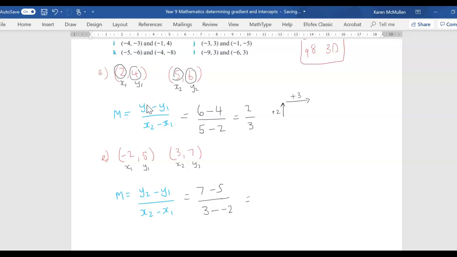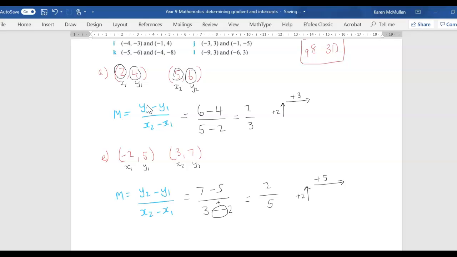All right, just might double check that I've got that right. So 7 minus 5, 3 minus -2. So just be careful with those negatives. All right, so we've got 2 on the top and then 3 minus -2. So when you've got two negatives together, it becomes a positive. So it's going to be 2 over 5.